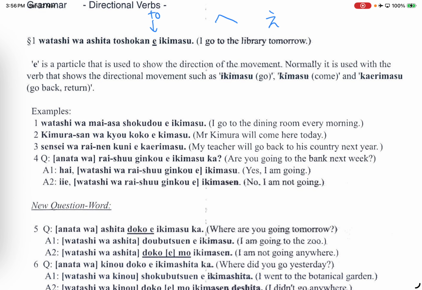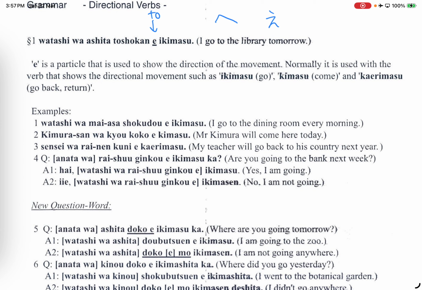So number 1. 私は明日図書館へ行きます. So 行きます is my verb, right? Same as previously when we talked about time, the verb is always the sentence ender. It ends the sentence. So in this case, 行きます will also end the sentence. Right? So to connect the verb with my noun, in this case my noun is 図書館. 図書館 means library. So library, go. Right? In English we connect them by saying go to library.